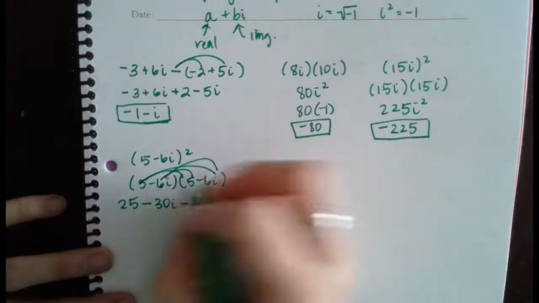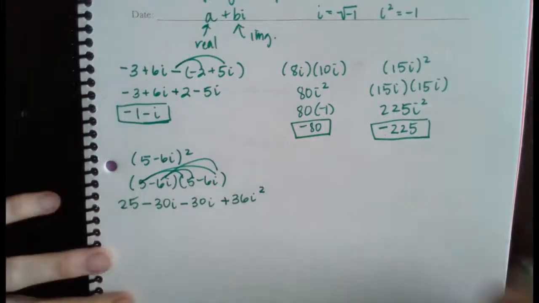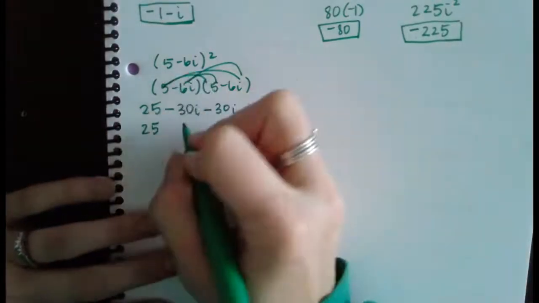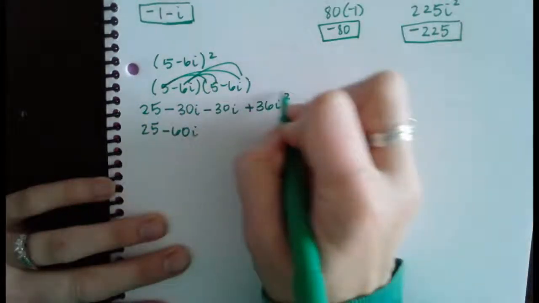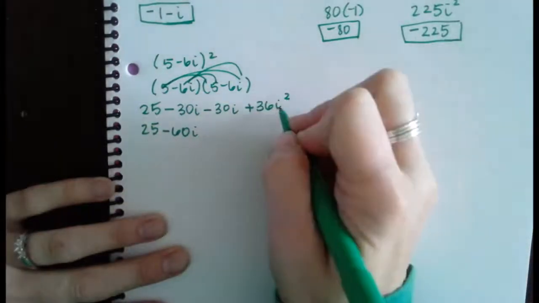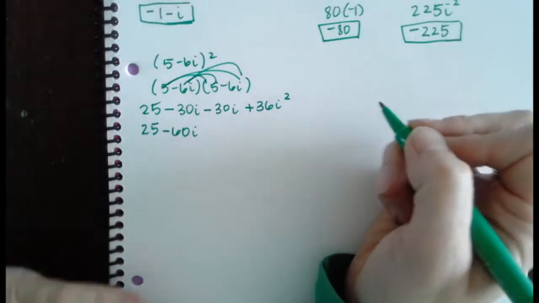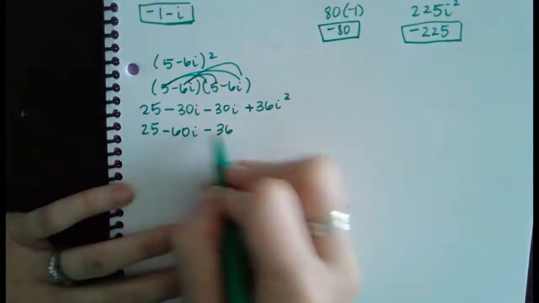Okay, then we simplify. We still have our 25. -30i minus 30i is -60i. And then this changes. i squared is the same thing as -1. And -1 times 36 is -36. Combine my two reals. So 25 minus 36 is going to give me -11 minus 60i.